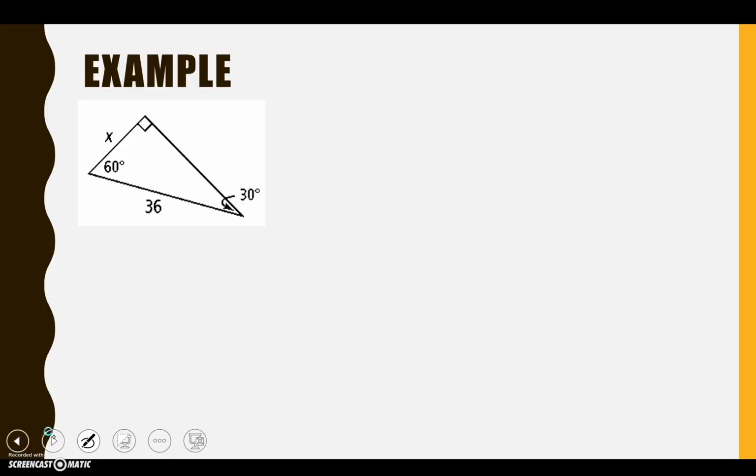All right, so this one's a 30, 60, 90 triangle. So I'm going to solve for x. I'm going to call this guy y. So go ahead and draw that in as well. We're going to get both of those. And what I'm noticing here is that this is across from the 90, so this is the hypotenuse.